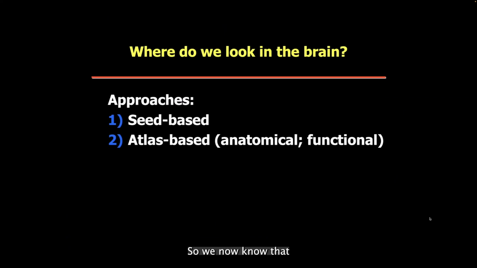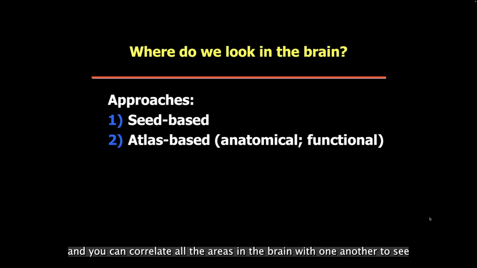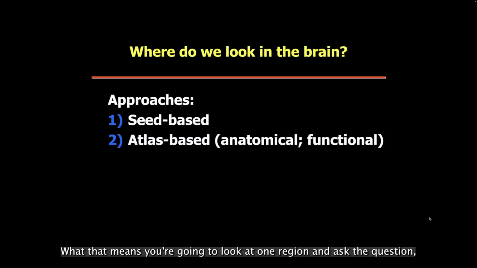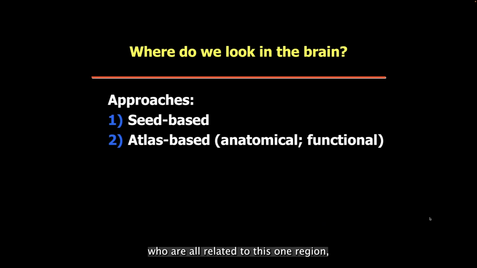So we now know that without any task at all, somebody can lie in the scanner, and you can turn on the scanner, look at the BOLD signal over time, and correlate all the areas in the brain with one another to see which areas are most correlated to create networks. So the question is, where do you look and how do you see these networks? Well, the first is a seed-based approach. What that means is you're going to look at one region and ask the question, which regions are all related to this one region? And the other is an atlas-based approach, and I'll show you slides for this in a moment.